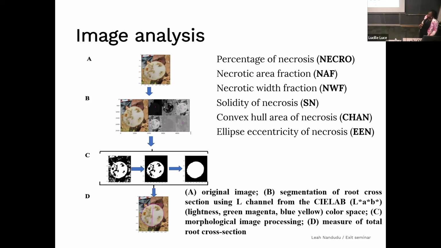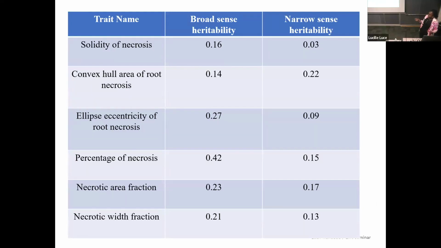So we were curious, what's the heritability of these traits? Looking at all the image analysis traits, the broad sense heritability was generally low to moderate. You can see the percentage of necrosis had 0.42 heritability, while the solidity of necrosis or the Kovacs area of necrosis had very low heritability, the lowest heritability estimates. Again, we see the trend, very low heritability and narrow sense heritability estimates associated with these image traits.